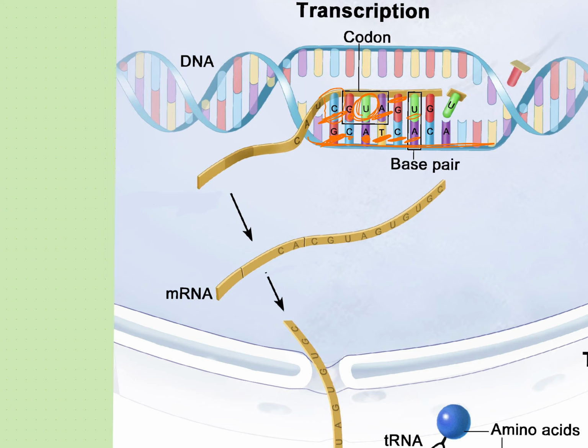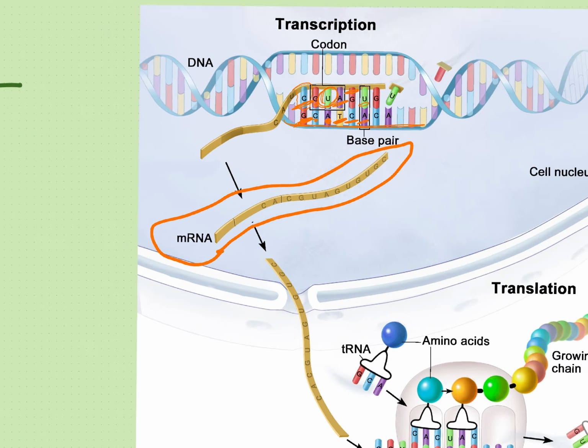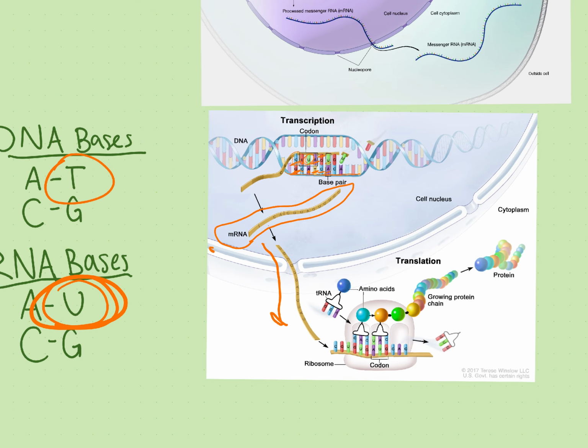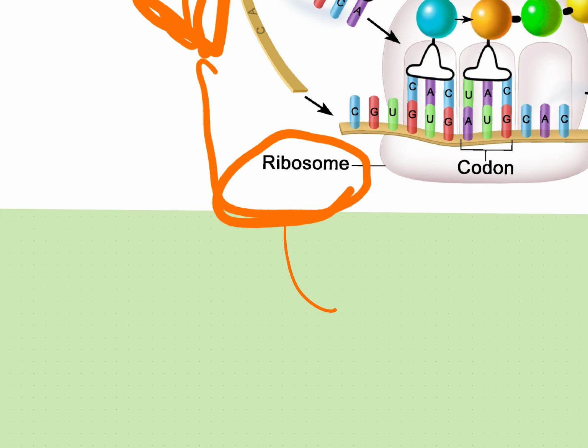That mRNA, that messenger RNA, then travels outside of the nucleus. You can see this wall, that's the nucleus wall. The RNA travels outside the nucleus down to the ribosome. This is where proteins are made.